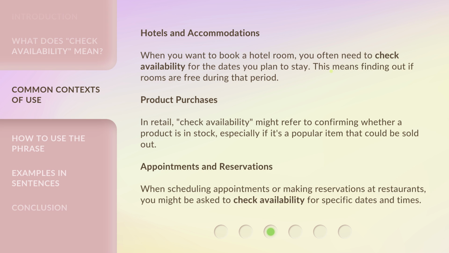Hotels and accommodations. When you want to book a hotel room, you often need to check availability for the dates you plan to stay. This means finding out if rooms are free during that period. Product purchases. In retail, check availability might refer to confirming whether a product is in stock, especially if it's a popular item that could be sold out. Appointments and reservations. When scheduling appointments or making reservations at restaurants, you might be asked to check availability for specific dates and times.